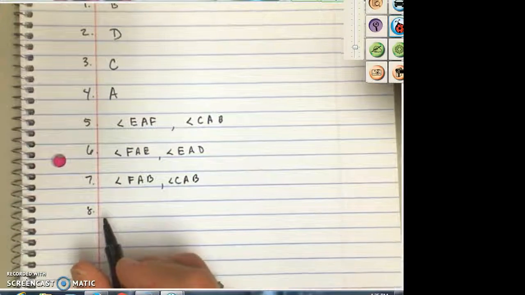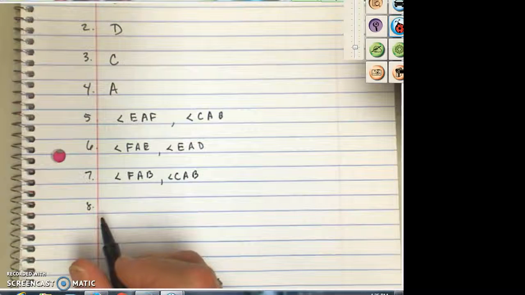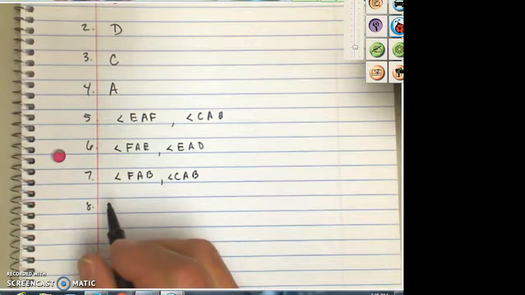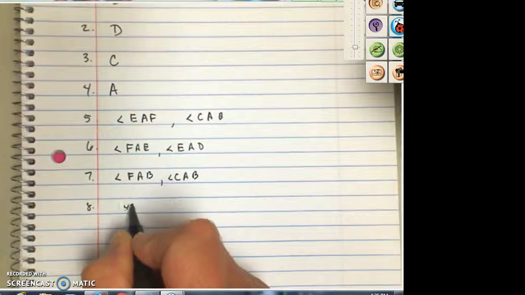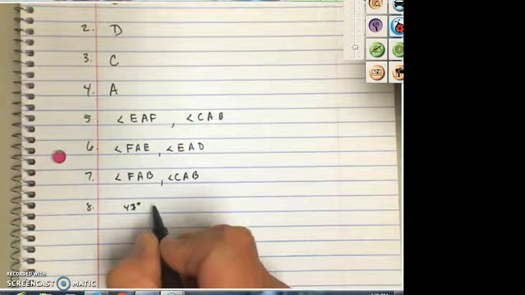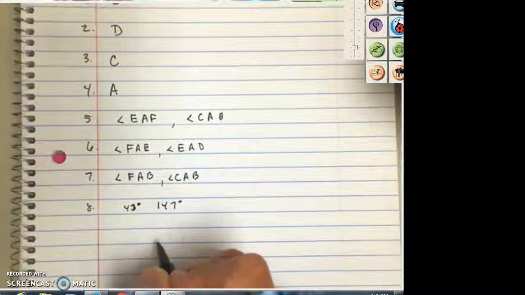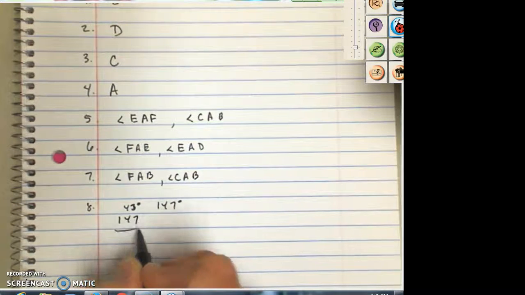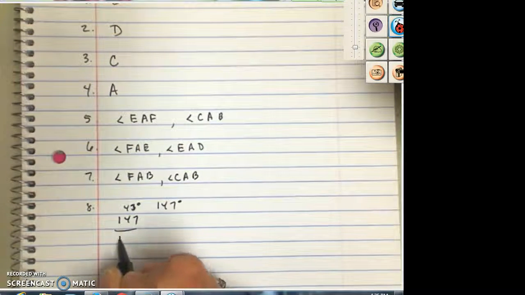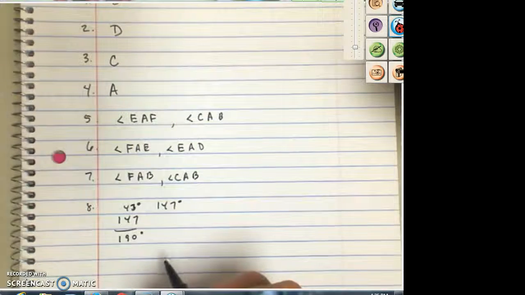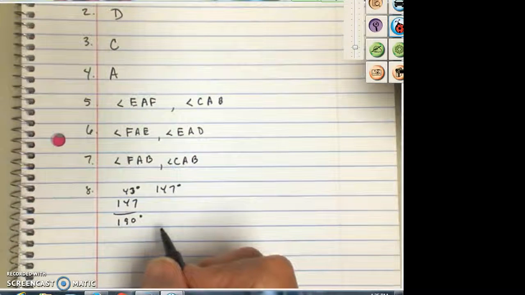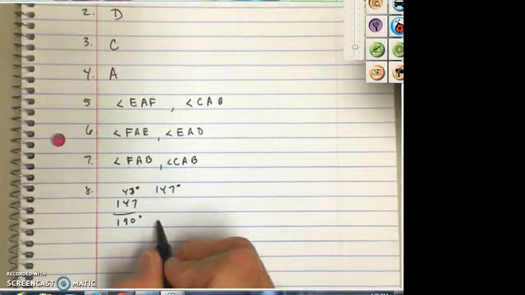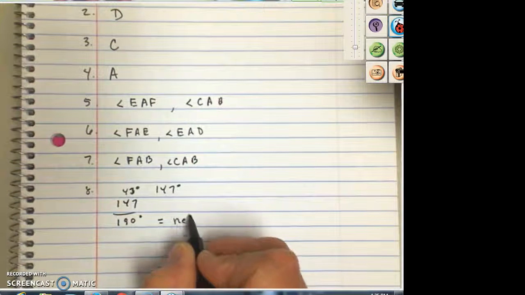Number 8, tell whether they are complementary. The measures represent angles that are complementary, supplementary, or neither. So for example, we have an angle that is 43 degrees and an angle that's 147 degrees. Well, if we add those two together, that is equal to 190 degrees, which is not either supplementary or complementary, so it's equal to neither.